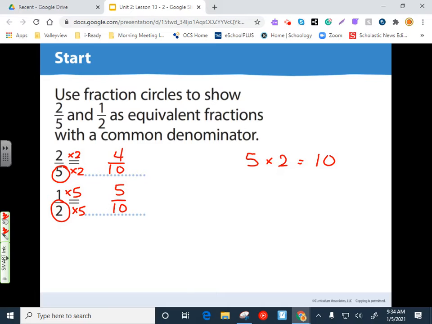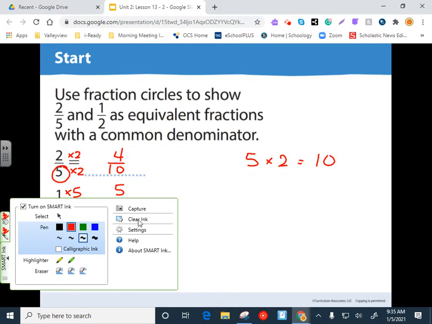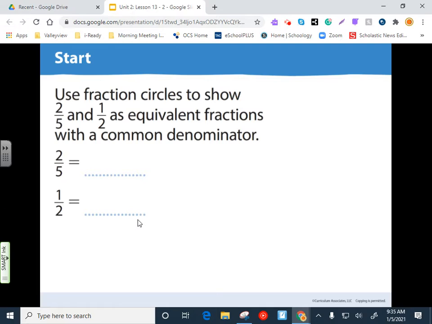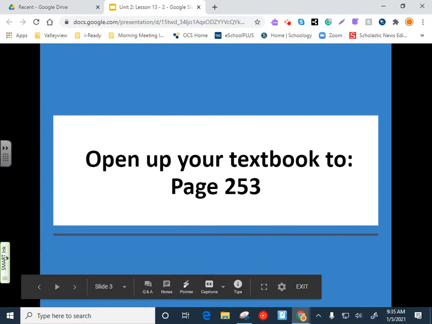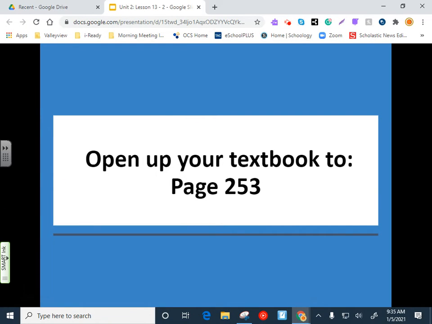So again, we'll go over a few other ways to find the common denominator, usually listing out your multiples and finding the smallest common multiple, but you're also always guaranteed to have a common denominator that works by just multiplying those two bottom numbers. All right, so for today, turn in your book to page 253 to get started with our notes.